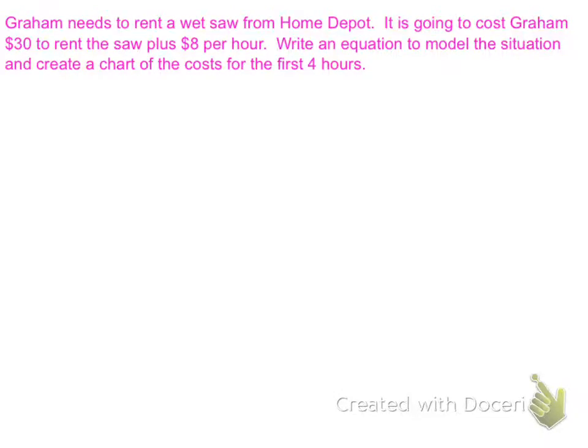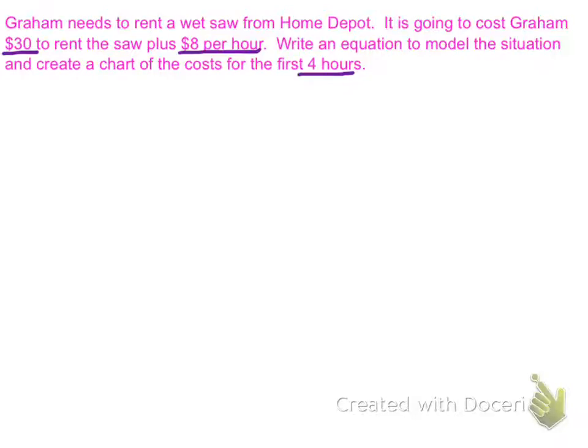Alright, we have another example. Graham needs to rent a wet saw from Home Depot. It is going to cost Graham $30 to rent the saw plus $8 per hour. Write an equation to model the situation and create a chart of the cost for the first 4 hours. Okay, so if I highlight what my important information is in this problem, I have the $30 and the $8 per hour. So then we need to create a chart for the first 4 hours.